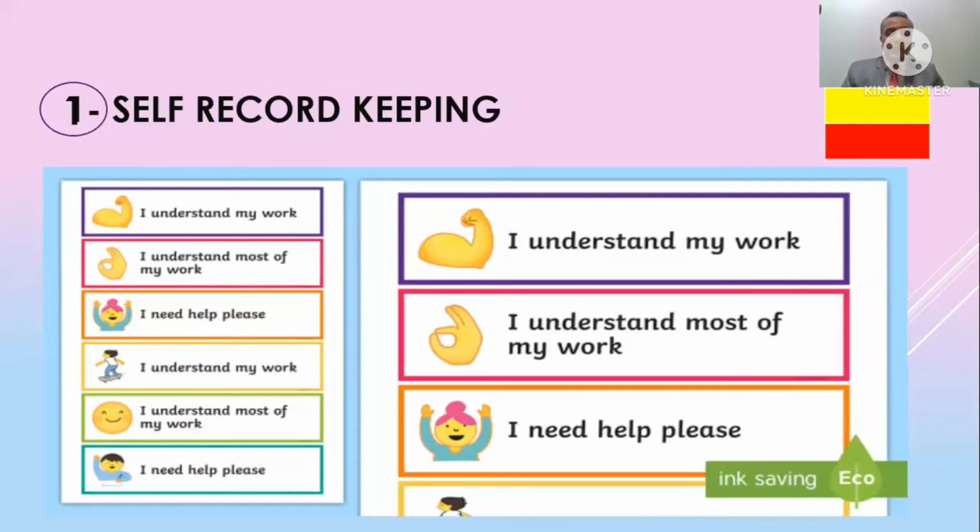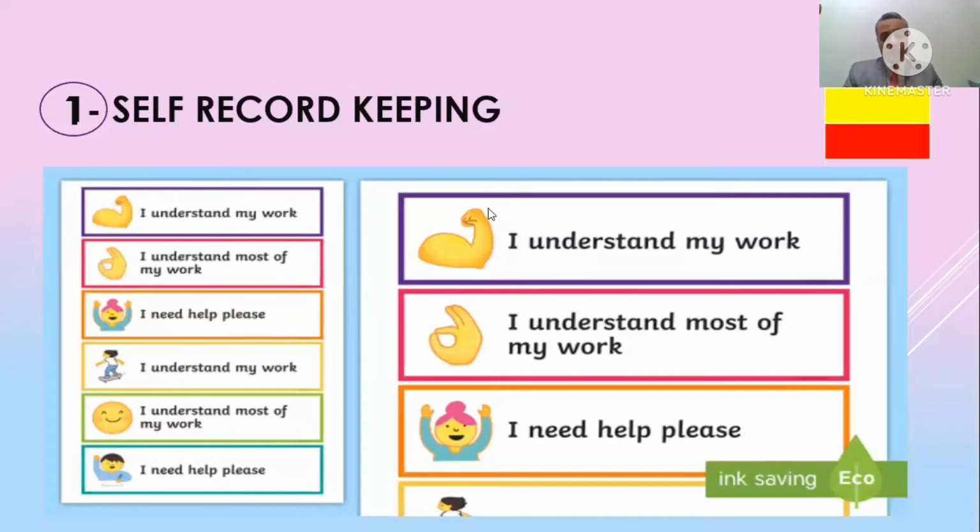The teacher in this kind of assessment gives the student these colors, or he can give them these stickers. Look at these stickers. The hand means that I understand my work. These thumbs, I understand most of my work. The hand up means that I need help, please. And this sticker means that I understand my work, and the happy face, and so on.